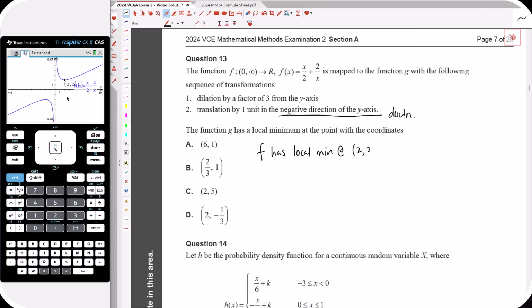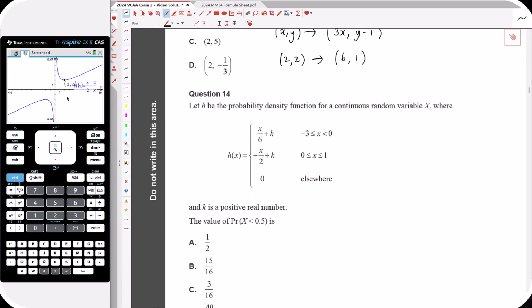at 2, 2. If we dilate this graph by a factor of 3 from the y-axis and translate it 1 unit down, the minimum is still going to be at the transformed version of the point 2, 2. So if we do those transformations to any point, dilation by a factor of 3 from the y-axis means we multiply the x coordinates by 3. Translation 1 unit down means we subtract 1 from the y coordinates. And so if we do that to the point 2, 2, we get to the point 6, 1. So A.